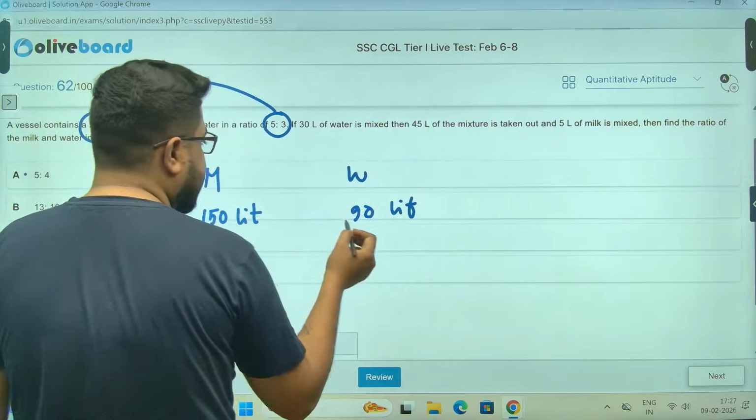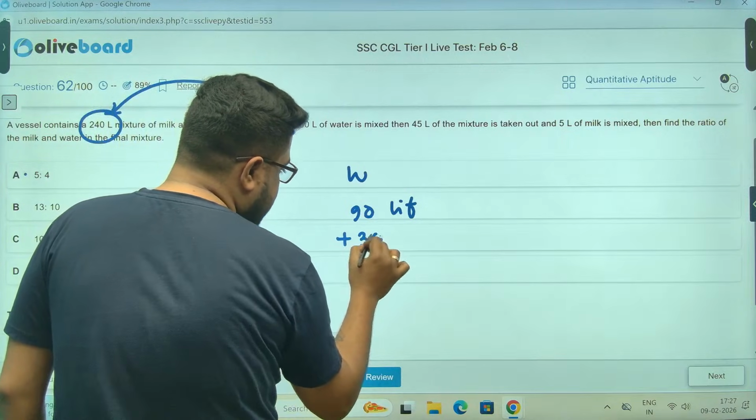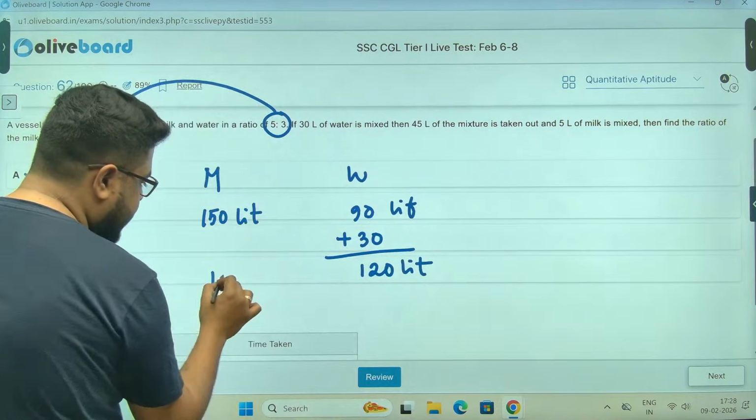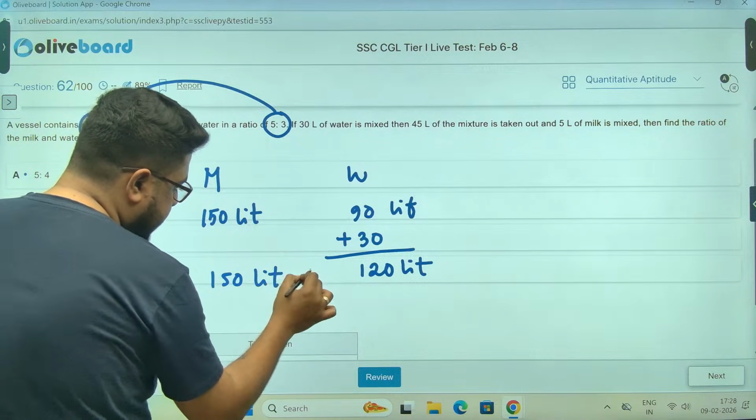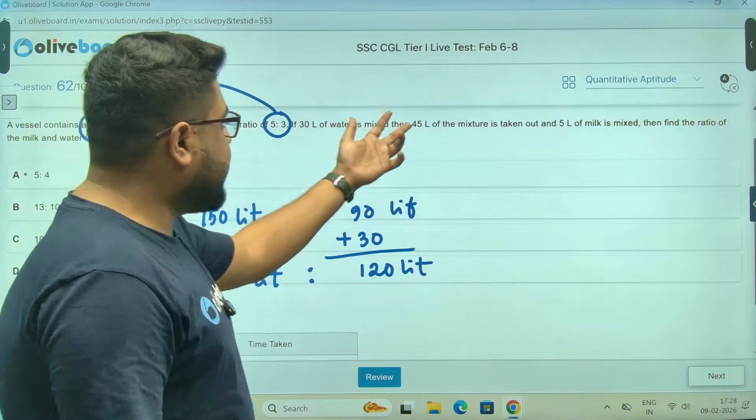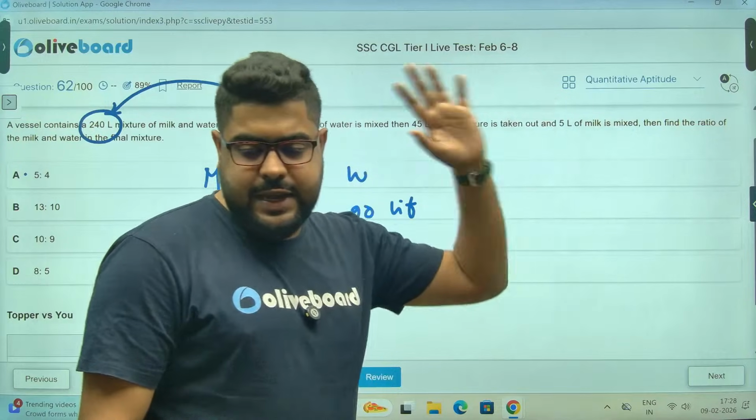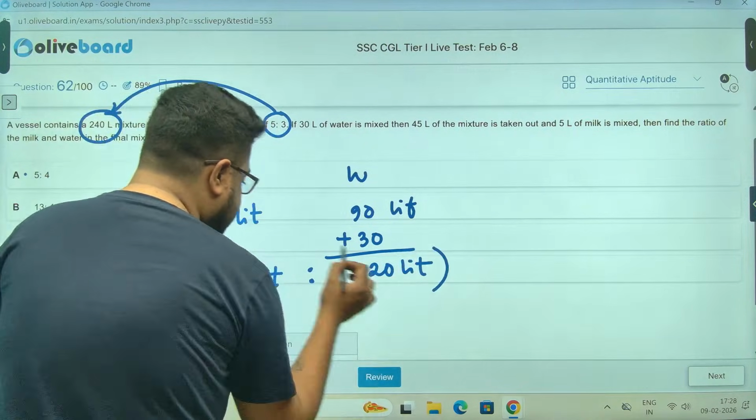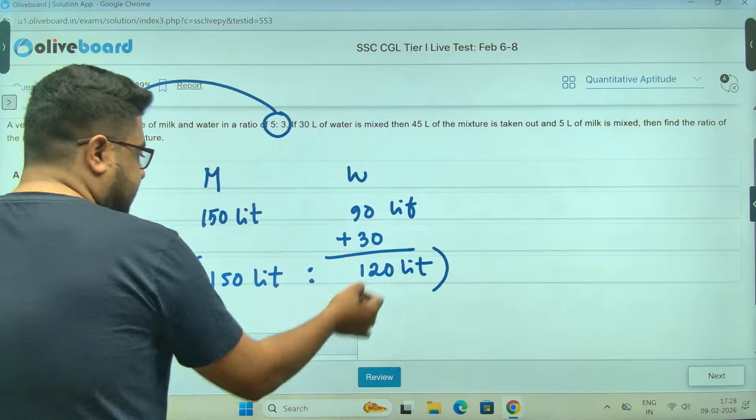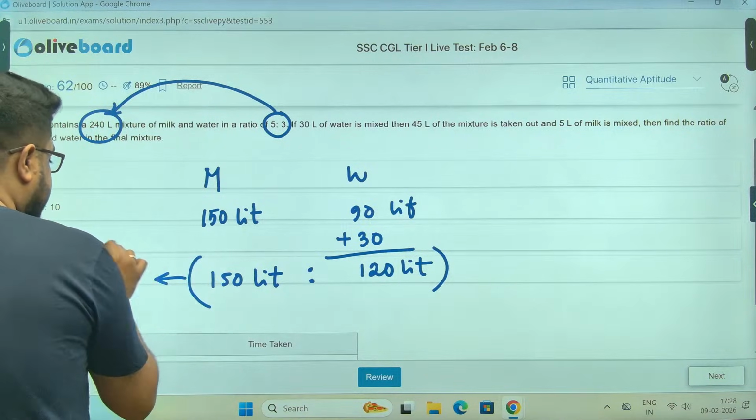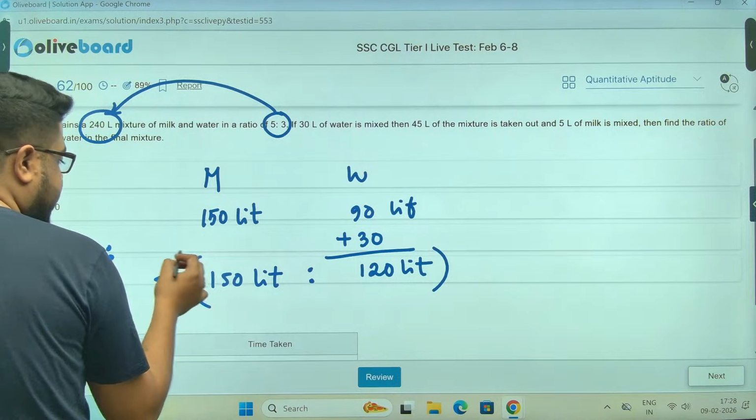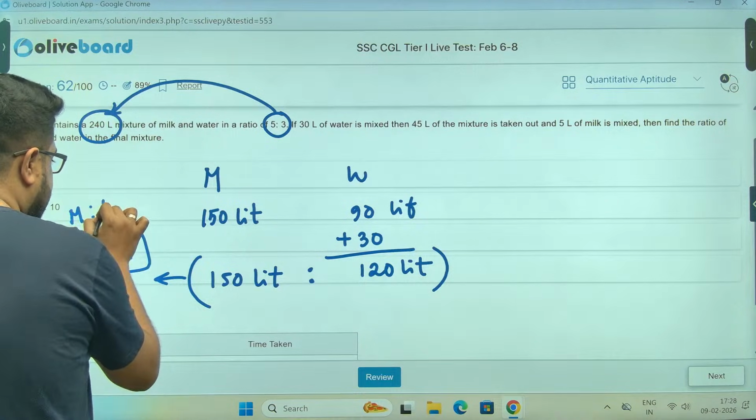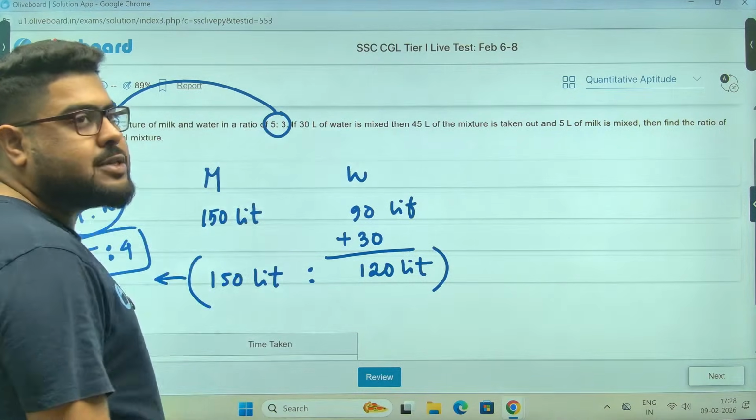Then, acha, 30 liters of water mixed. Now the situation is 120 liters and 150 liters. Okay. Now 45 liters of this mixture is taken out. Acha, first things first, sir, what is the ratio of milk and water now? If you cancel this with 30, the ratio is 5 to 4. This is milk to water after adding 30 liters of water.